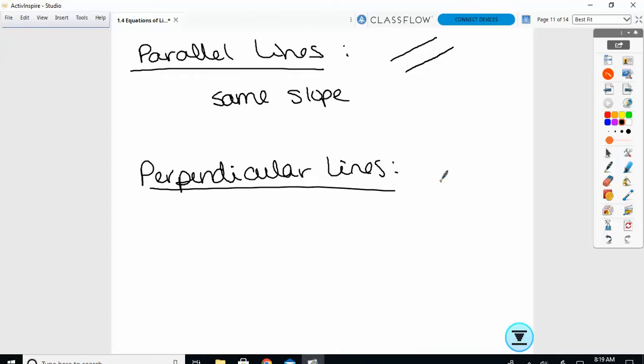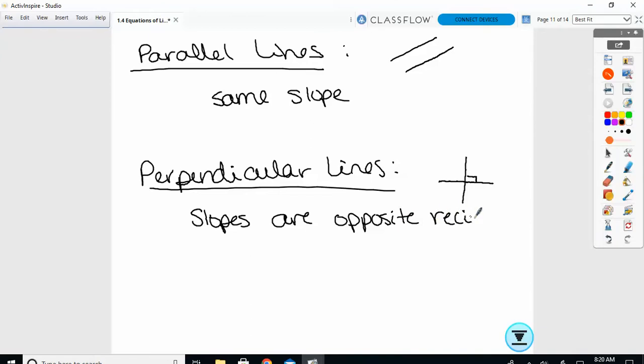Perpendicular lines. When those intersect, they make a right angle. So these slopes are opposite reciprocals. So you have to flip it and change the sign.